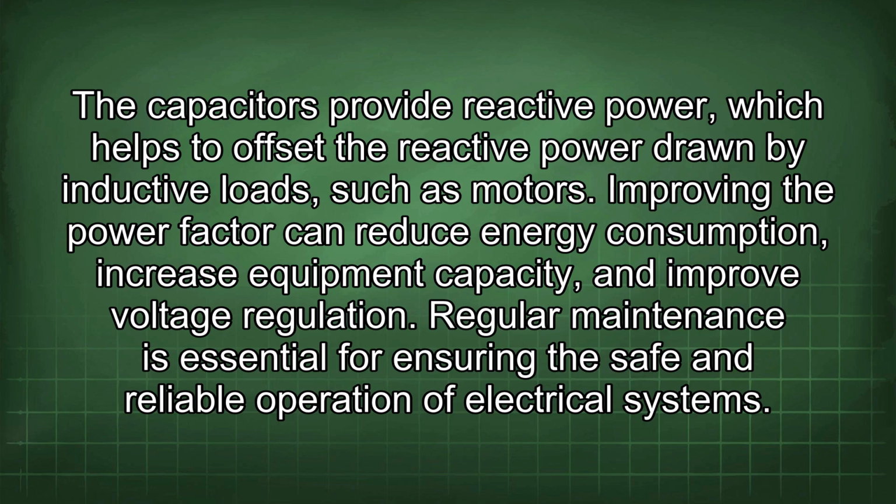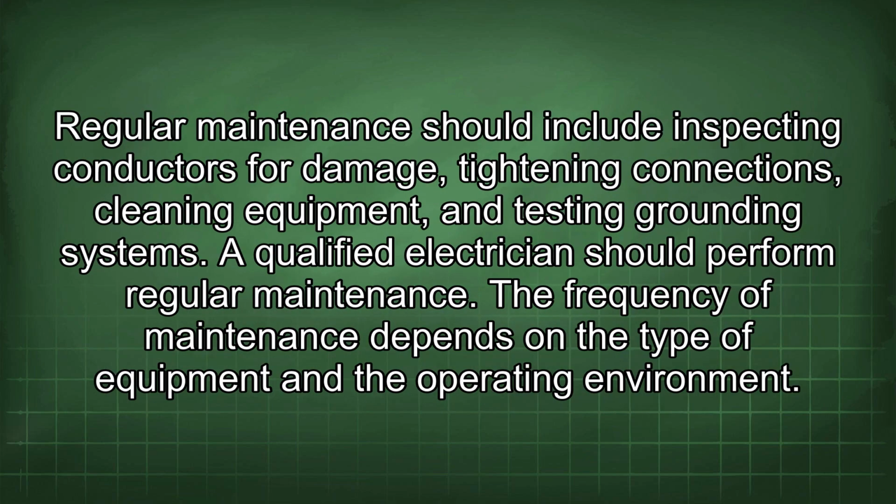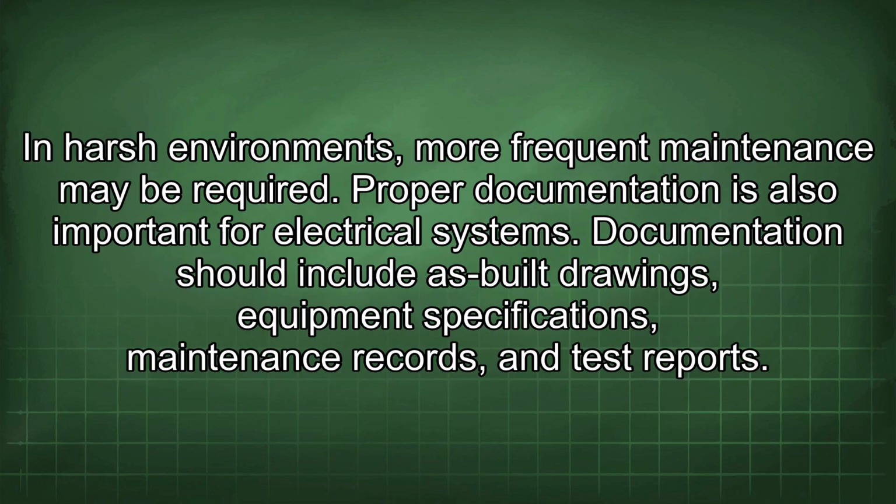Regular maintenance is essential for ensuring the safe and reliable operation of electrical systems. Regular maintenance should include inspecting conductors for damage, tightening connections, cleaning equipment, and testing grounding systems. A qualified electrician should perform regular maintenance. The frequency of maintenance depends on the type of equipment and the operating environment. In harsh environments, more frequent maintenance may be required.